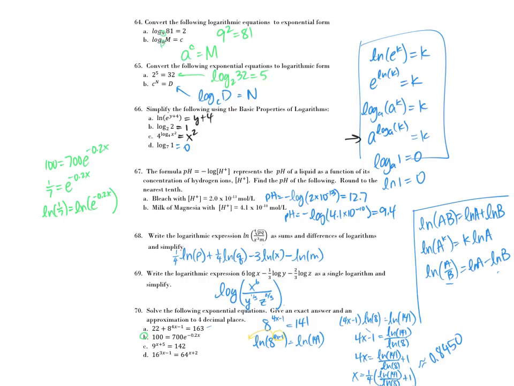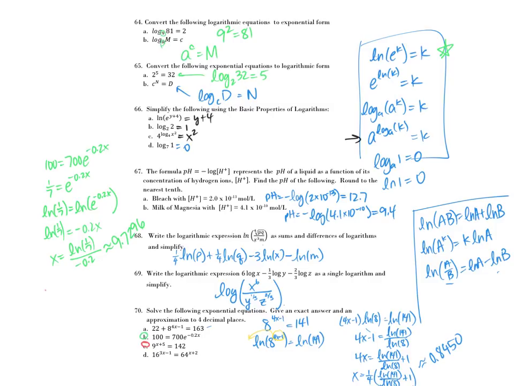And then I can use this property here to say that this right-hand side is just the negative 0.2x. And then I can divide by that. So x is equal to natural log of 1/7 divided by negative 0.2. And if we want a decimal approximation for that, I can plug it into my calculator. Natural log of 1/7 divided by negative 0.2. So I got 9.72955, so 9.7296 if you round.